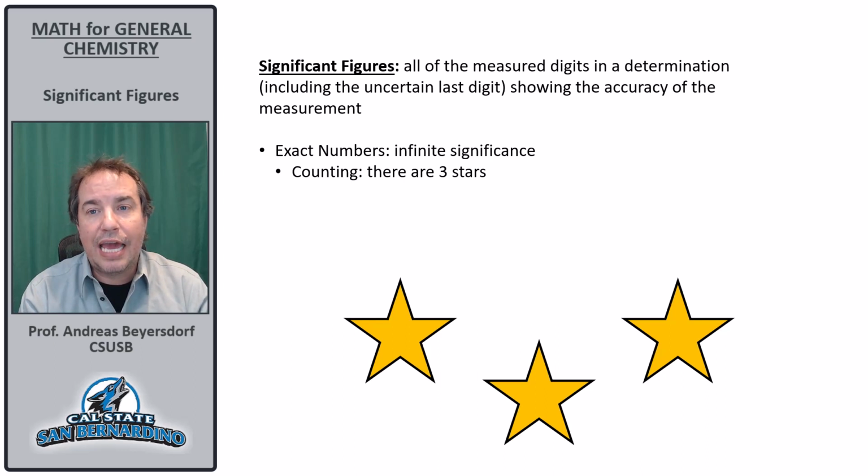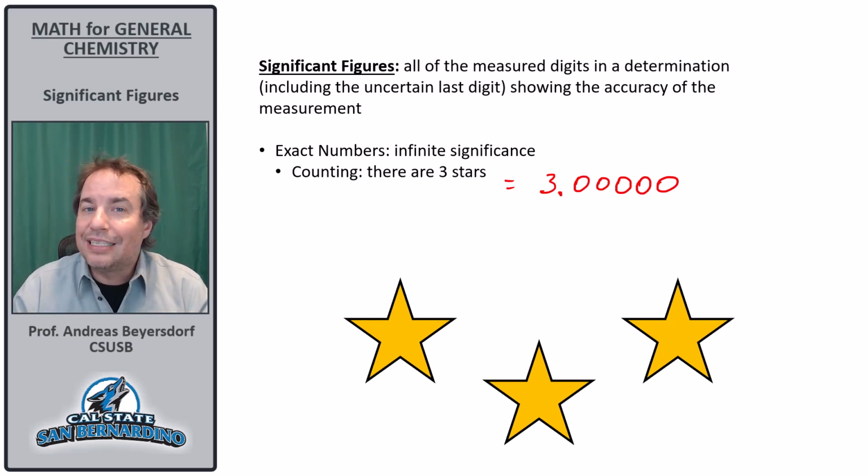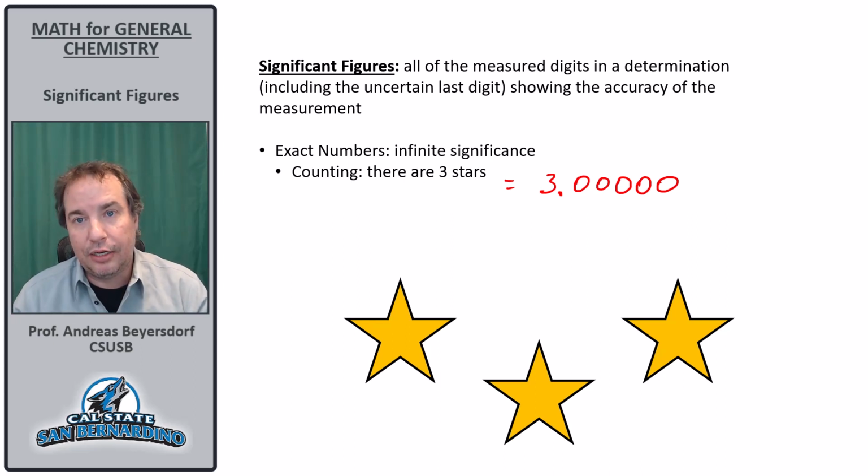So we could say that this is 3.0000000 stars. This is different than, let's say, if I have a measurement and I were to measure out 300 milliliters. Well, I know that there are 300 milliliters, but I don't know if it's 300.0000 milliliters.